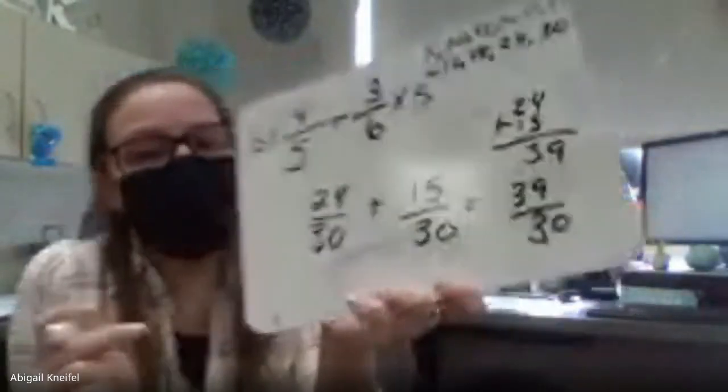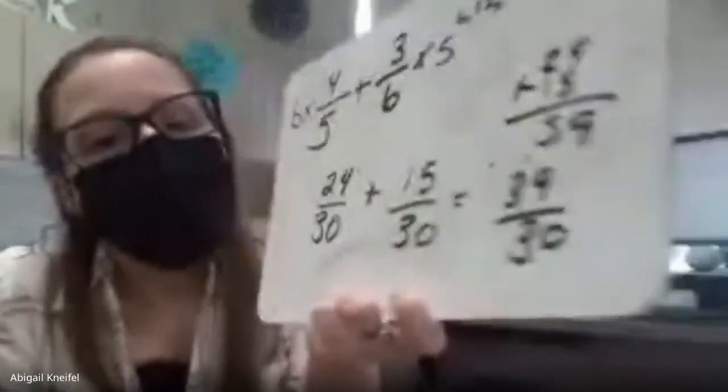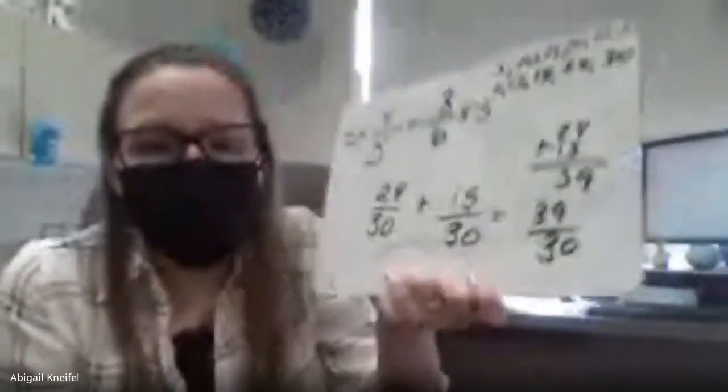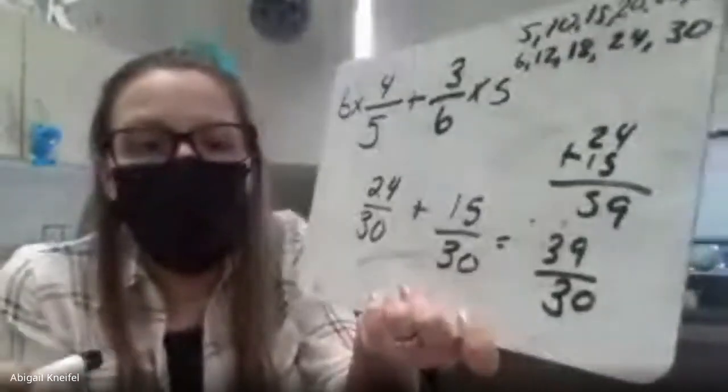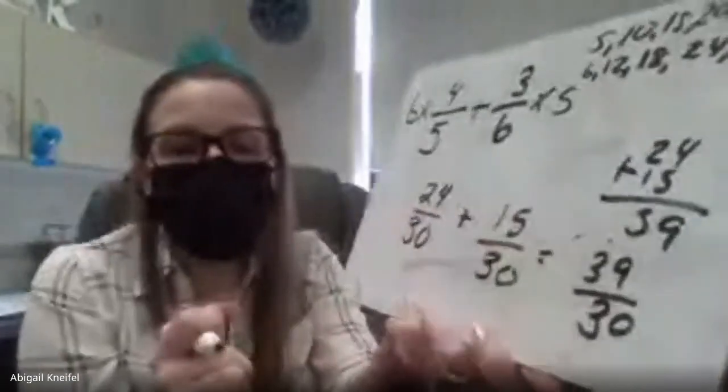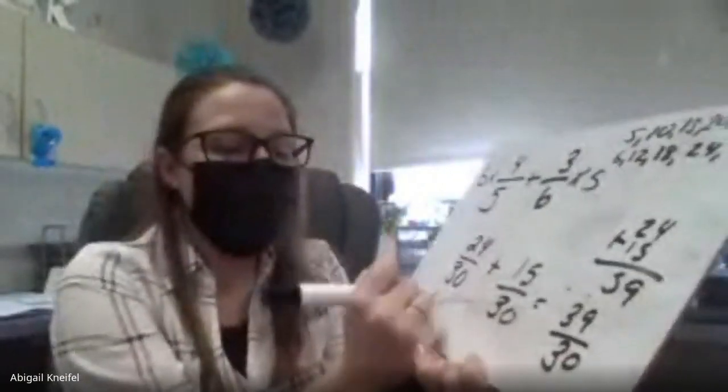But can we leave it like that? No, we cannot, because that is an improper fraction. So we need to take the whole out. 30 can go into 39 one time. So if we take away the whole, we have 1 and 9 over 30.